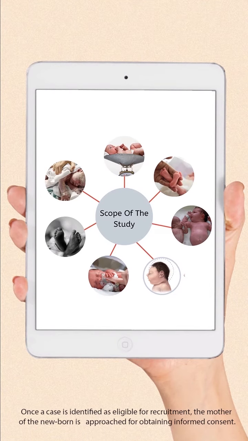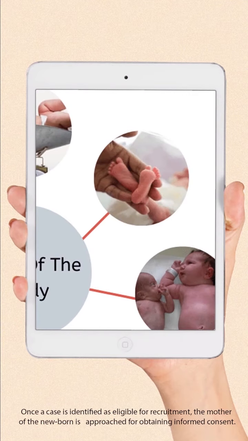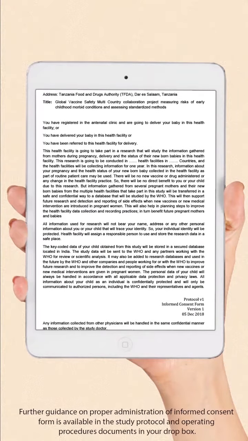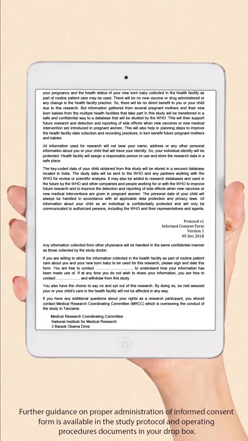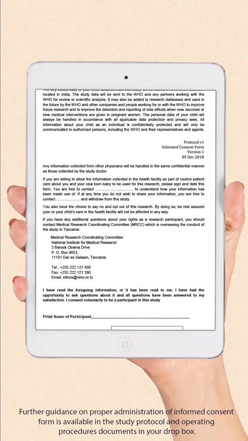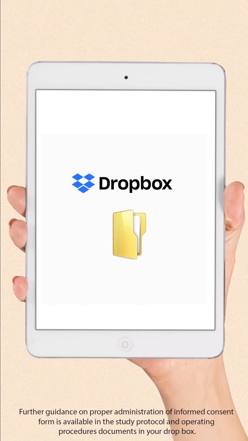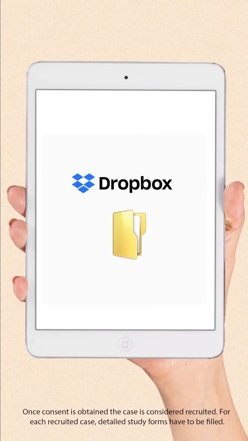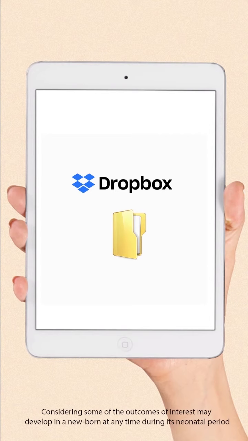Once a case is identified as eligible for recruitment, the mother of the newborn is approached for obtaining informed consent. Further guidance on proper administration of informed consent form is available in the study protocol and operating procedure documents in your Dropbox. Once consent is obtained, the case is considered recruited. For each recruited case, detailed study forms have to be filled.